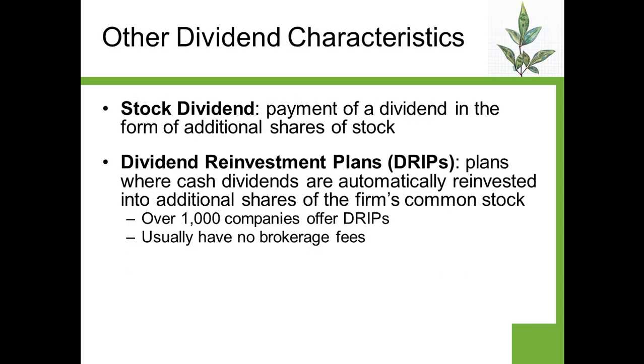Other dividend characteristics are stock dividends, the payment of a dividend in the form of additional shares of stock. Then there is the dividend reinvestment plan, DRIPs, where cash dividends are automatically reinvested into additional shares of the firm's common stock. So they are reinvested in the organization as a capital gain. Over 1,000 companies offer DRIPs. They do not pay any kind of cash dividend to the investors.